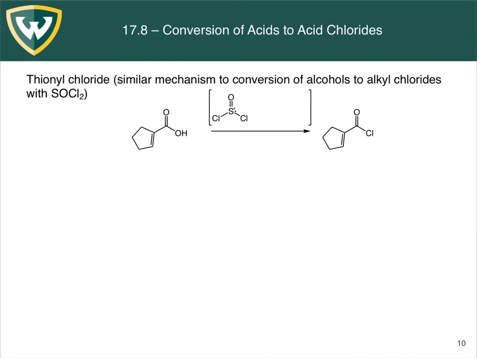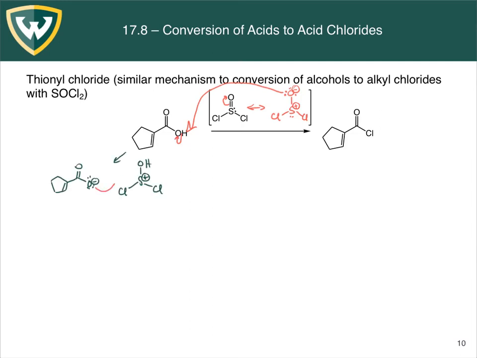We can also convert carboxylic acids to carboxylic acid chlorides, which is a handy reaction and shows up a lot in syntheses. So here we're going to do that with thionyl chloride, and this mechanism is similar to that for the conversion of alcohols to alkyl chlorides with SOCl2. So let's just remind ourselves of the resonance structures of thionyl chloride. Looking at the resonance form, we can see that the lone pair on oxygen is going to be our key basic species. We're going to use that to deprotonate the OH bond.